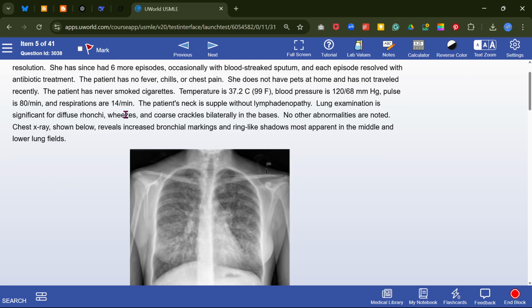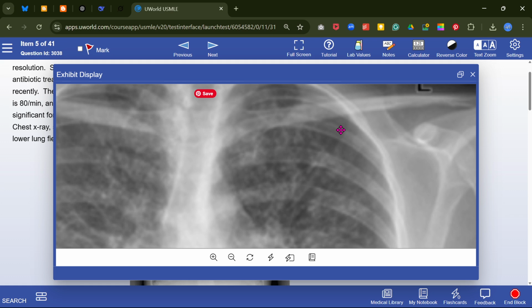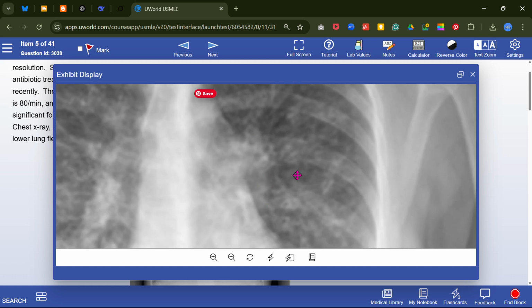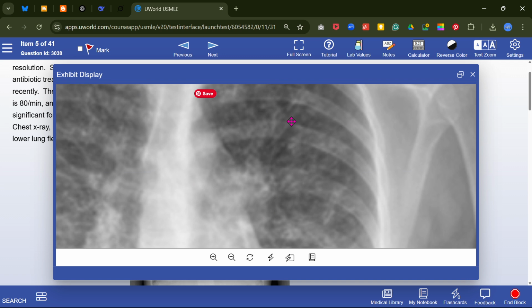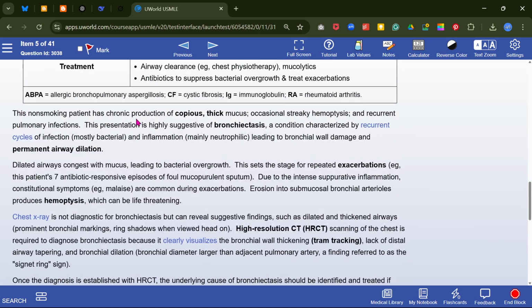Chest X-ray reveals, look, increased bronchial marking and ring-like shadow. And if you look closely, here there is tram track calcification. Mostly it is understandable. This is tram track calcification. So it looks like bronchiectasis. This non-smoker with chronic production of copious thick mucus, occasionally streaky hemoptysis, and recurrent pulmonary infection. This presentation is highly suggestive of bronchiectasis.